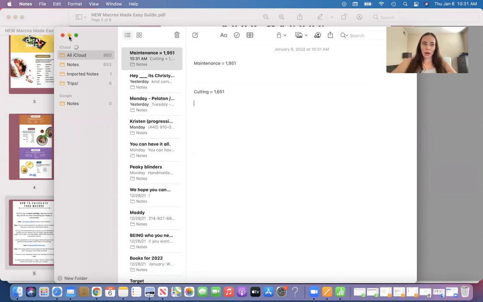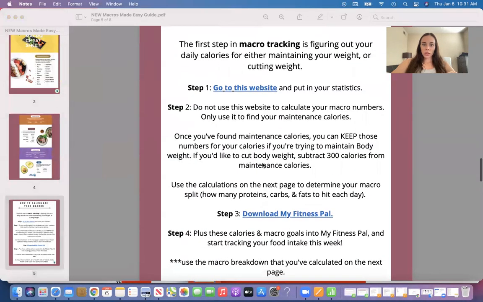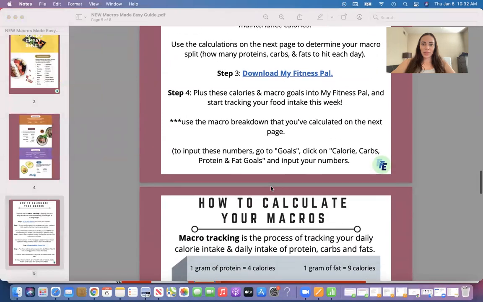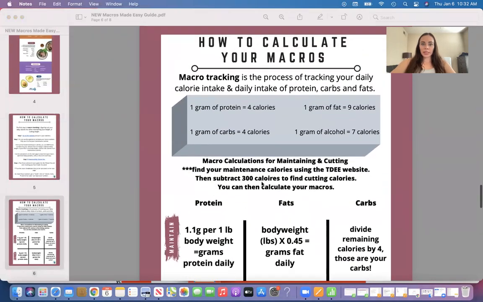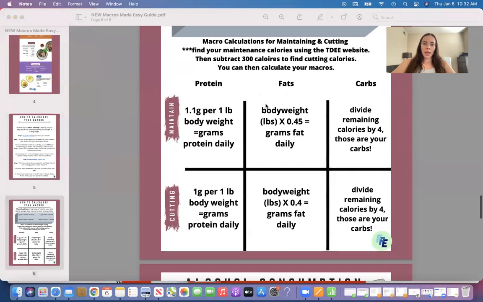Now to figure out the macros. Okay, so that was pretty simple, right? To figure out cutting calories and maintenance calories, you just have to use a calculator. And then we're going to go down here, and this is a little breakdown on, again, what macros are. And then you're going to want to go to this table that shows you what to do for cutting and what to do for maintaining.